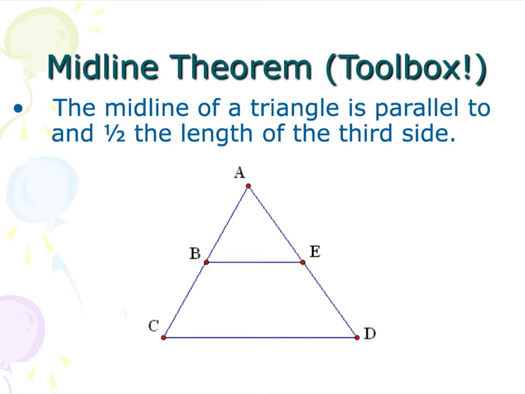But wait, there's more. A midline is also half the length of the third side. So, for example, say this guy is 5. That makes CD 10. That's cool. And also, the midline is parallel to the third side. All right, so it's parallel and half the length of that third side. That is the midline theorem.